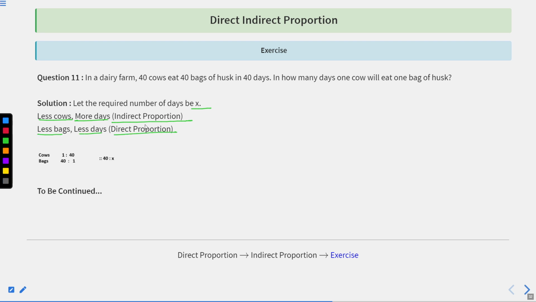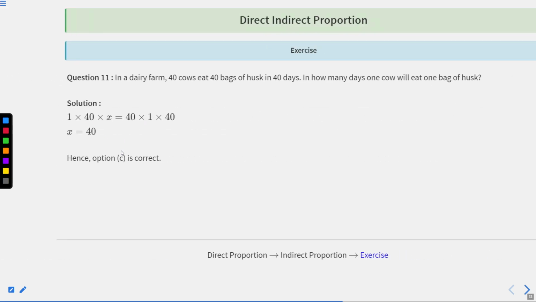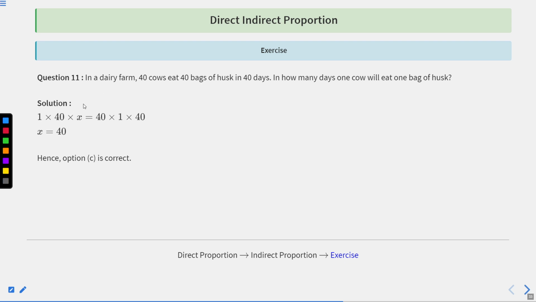direct proportion. So cows are in ratio 1 is to 40, bags in 40 is to 1 as 40 is to x. So here we have 1 times 40 times x equal to 40 times 40 times 1. So the x will be 40. So the correct option here is option C.